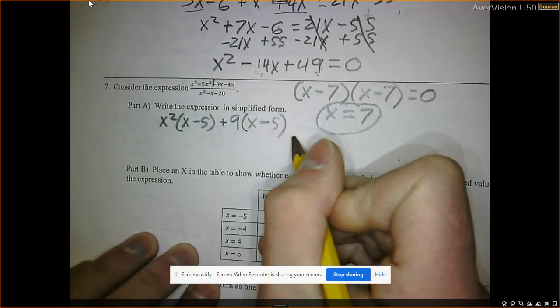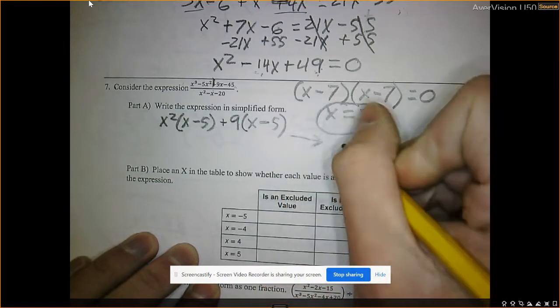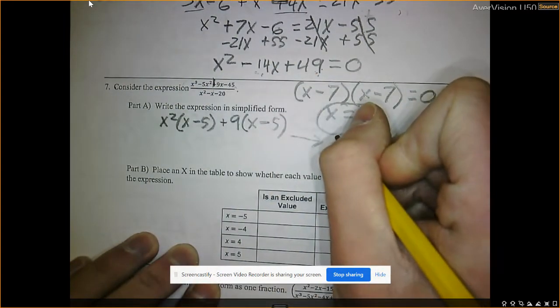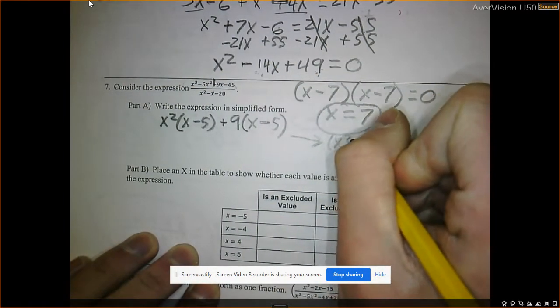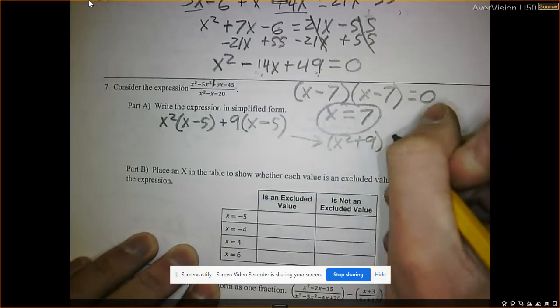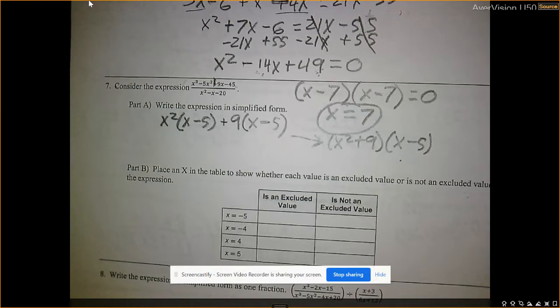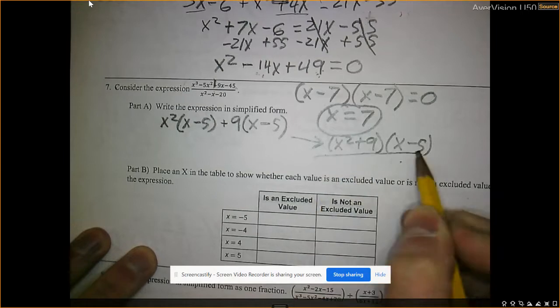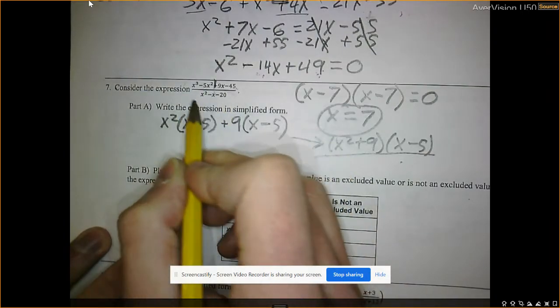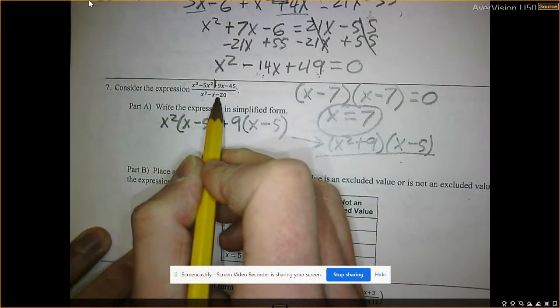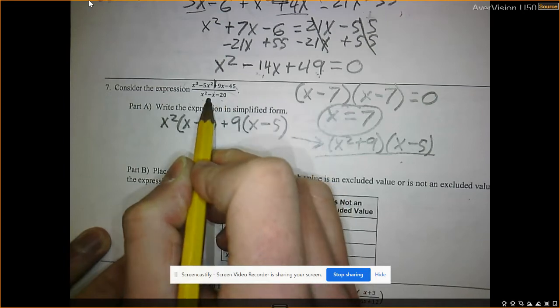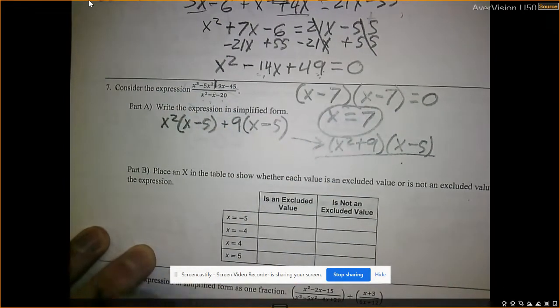So what this is going to look like for my numerator is, when you factor by grouping, you're left with x squared plus 9 times x minus 5. From there, you're thinking, all right, how can we now factor the bottom? It has to multiply to negative 20 and add to negative 1. Think about what that's going to be.